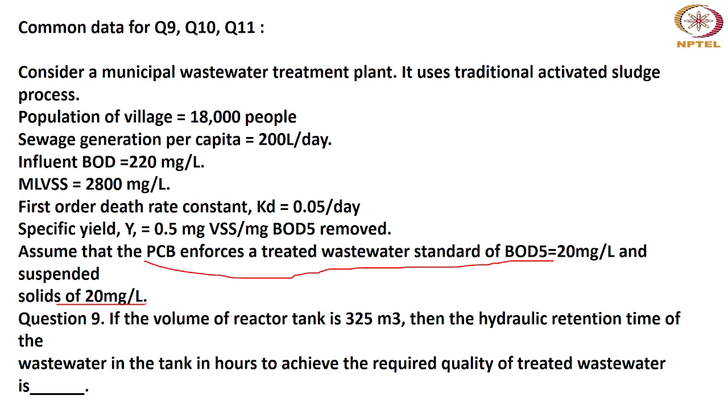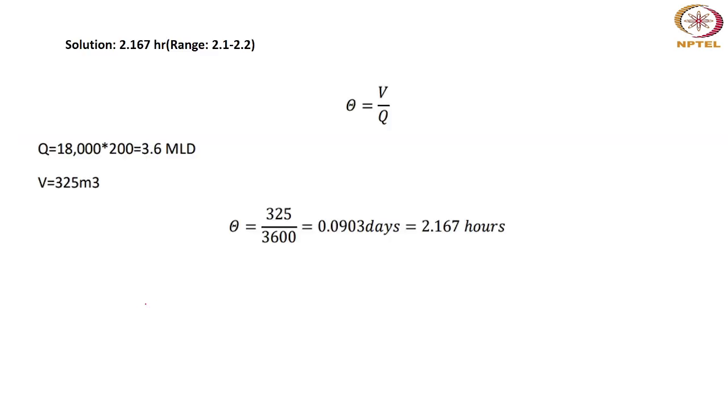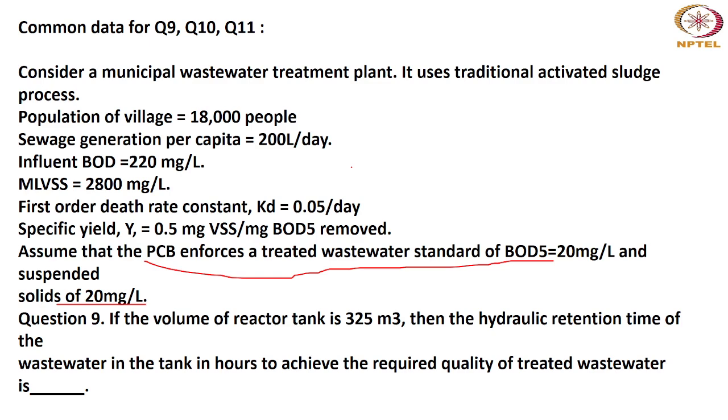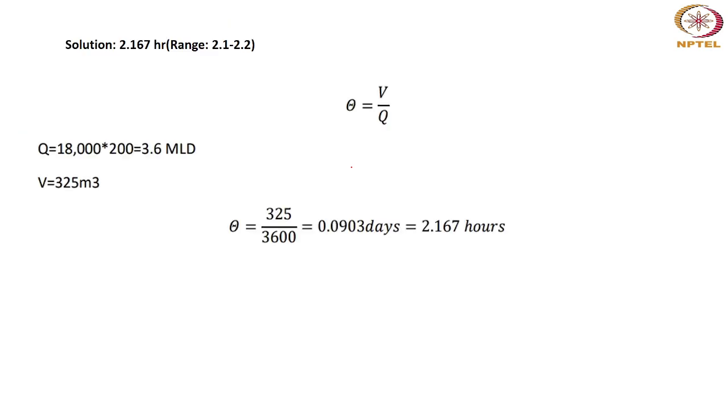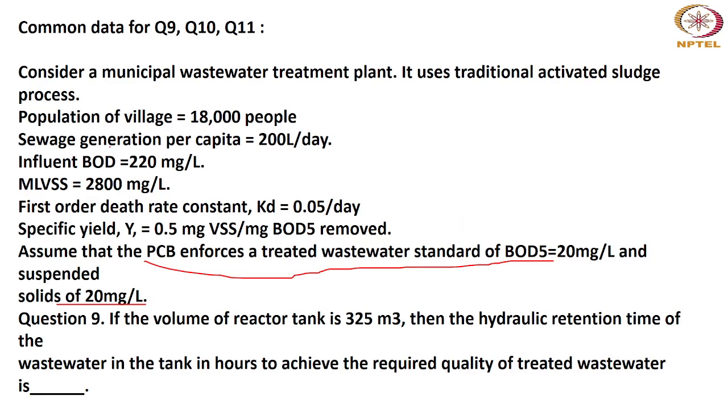So for this question, I will go for the solution first. So this is the solution here. You need to find out the HRT, right? So Q was given as, how can I calculate Q, the flow rate? The population of the village is 18,000 people, right? And the sewage generation per capita is 200 liter per day.